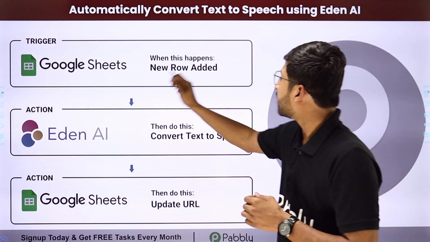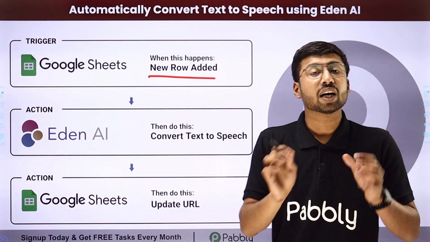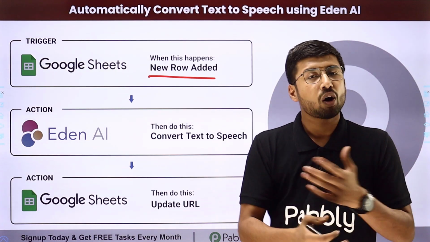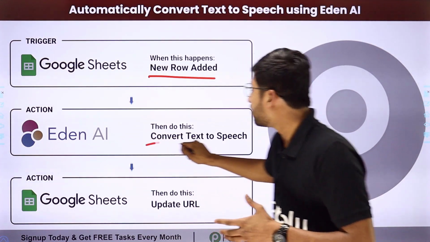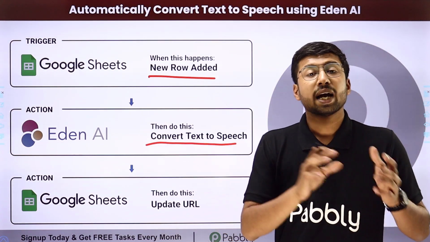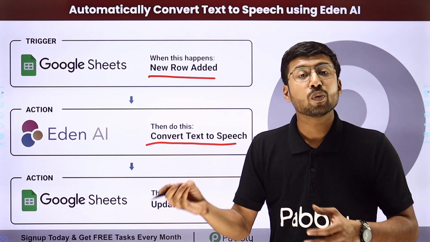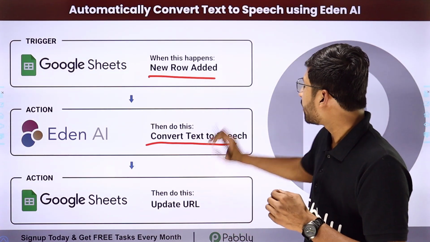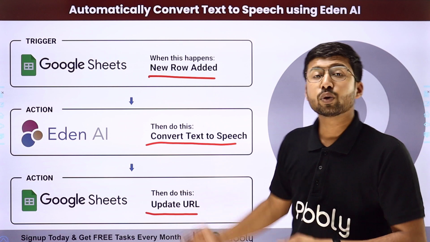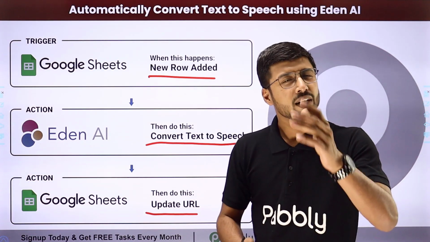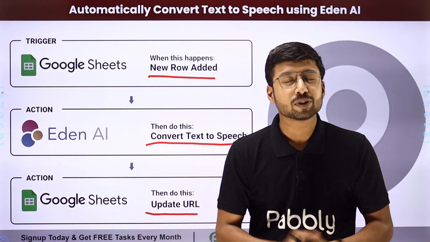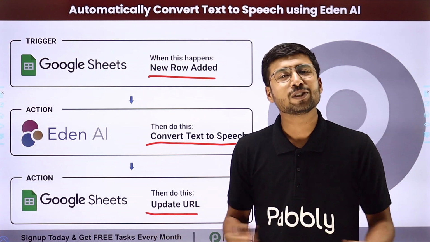So in this automation, whenever we are going to add a new row of data, a new row of text in our Google Sheet, automatically using Eden AI, we are going to convert that text into speech, and after converting it, we are going to get the URL of that speech. And we are going to update that same URL back into the same Google Sheet where we have added the text. Now, if you want to know how you can set up this automation, for that, you just have to come with me to my screen.